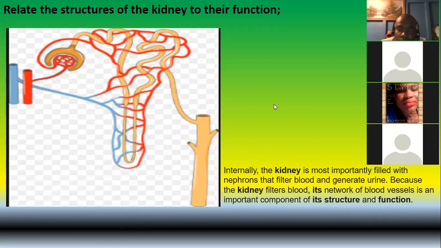What happened in the Bowman's capsule? Yeah, what happened in the Bowman's capsule? Ultrafiltration. Ultrafiltration. All right, very good. Now, can somebody tell me what happens at the proximal convoluted tubule? Somebody else.